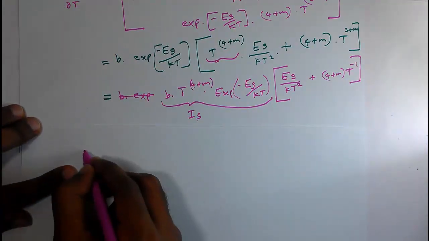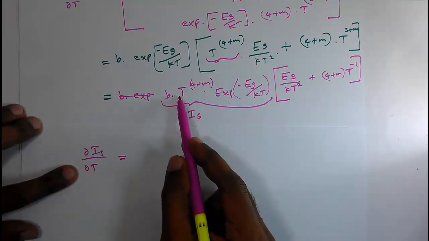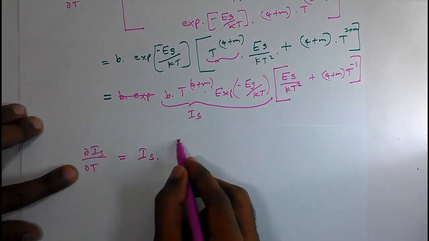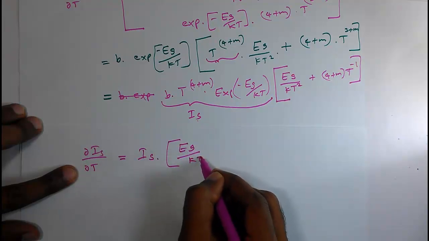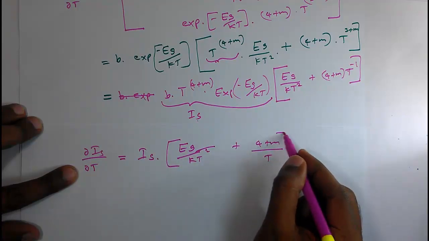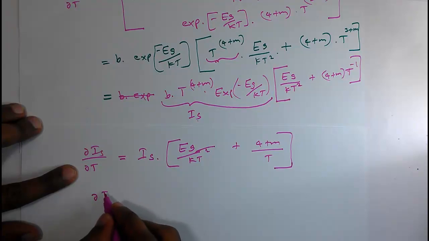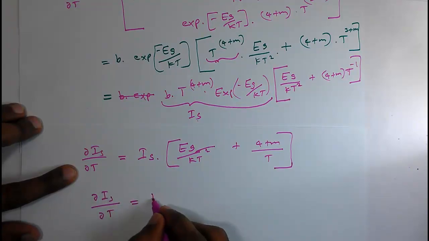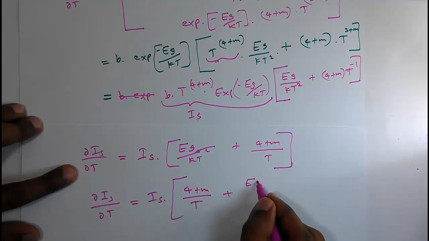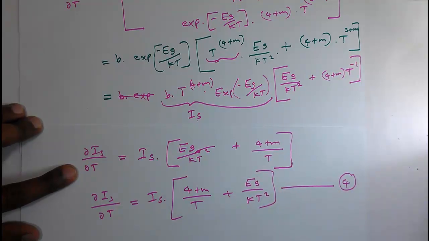So now I can write dou Is by dou T equal to this B into T to the power 4 plus m exponential minus Eg by kT, which I replaced just with Is, into Eg by kT square plus 4 plus m divided by T. Now I can write dou Is by dou T is equal to Is into 4 plus m divided by T plus Eg by kT square. So this I am calling equation number 4.